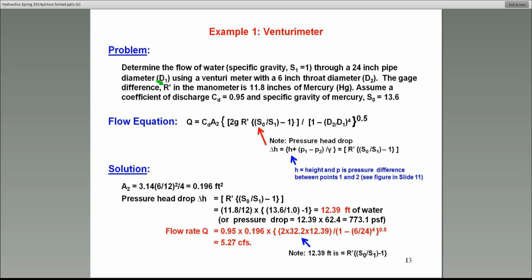And here we go, substituting all these given quantities, like CD is 0.95. And then, of course, A2, you have to calculate that, the area of the throat, which is 6 inches in pipe size, but it has to be in square feet. I've calculated that for you right here, pi d squared over 4. Notice I'm converting the 6-inch pipe size into feet to make it consistent. And then, of course, the pressure drop, that term I told you about in the equation, R prime times S naught over S1 minus 1, is really what I call in hydraulics a pressure drop, delta H. And if you use consistent units, that will come out in feet. So in this case, 11.8 inches divided by 12.